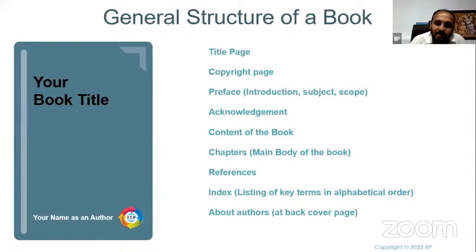And then index. Index is a listing of key terms in alphabetical order. If someone wants to search a specific word and its respective details in your book, then he can go to the index in alphabetical order and find the page number of that particular word where it is present, and then directly go to that page in your book. And then at the back cover page, at the end of the book, we can give the details about the author, along with his photo. This is the general structure of the book.